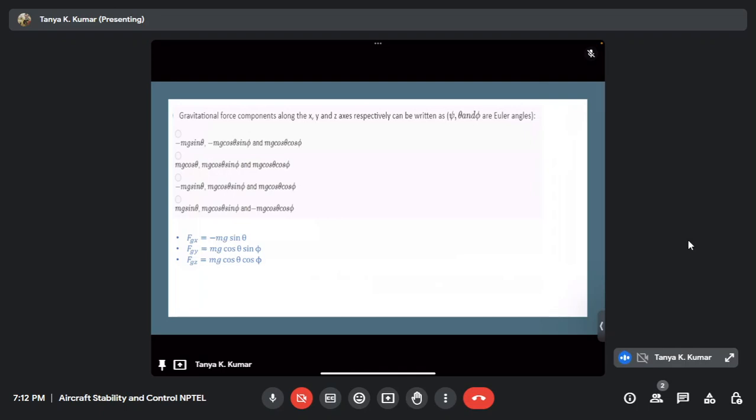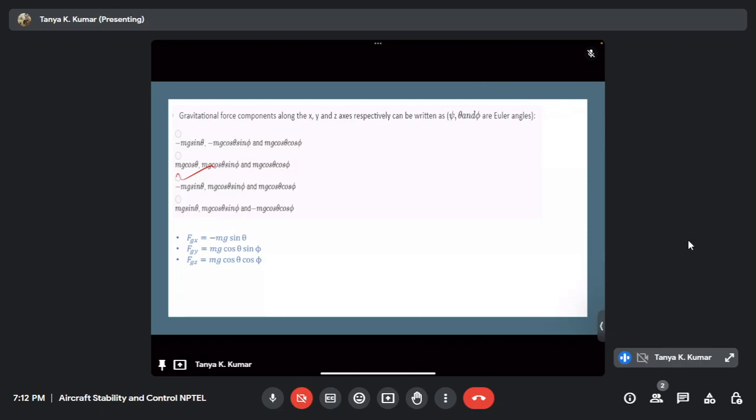It's a direct one, I've given you the values. Which is the right answer? Fx is minus mg sin theta, then you have mg cos theta sin phi, and then you have mg cos theta cos phi. It's this one, right? Okay.